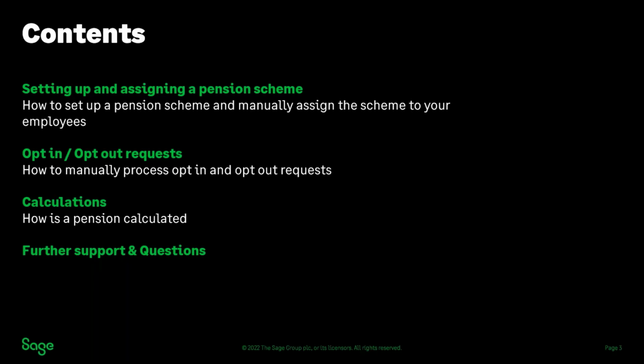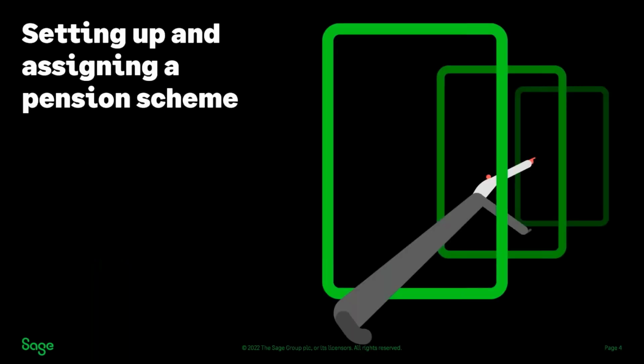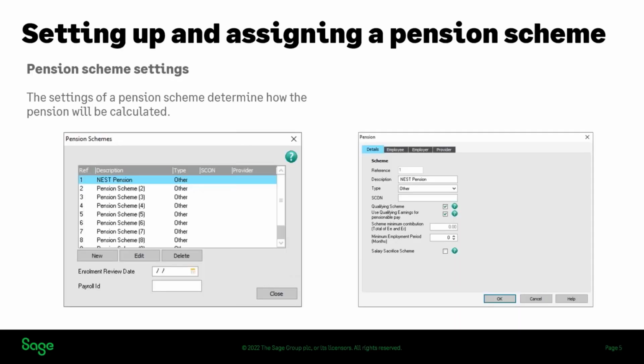Okay, so let's get started with the first section, which is all about setting up and assigning a pension scheme. We've got a couple of screenshots here. This is the pension scheme settings, and this is where you will set up your pension scheme. And this is where you'll be checking those settings and how a pension is calculated. These particular settings determine how a pension is calculated, so do keep in mind for this one a little bit later on.